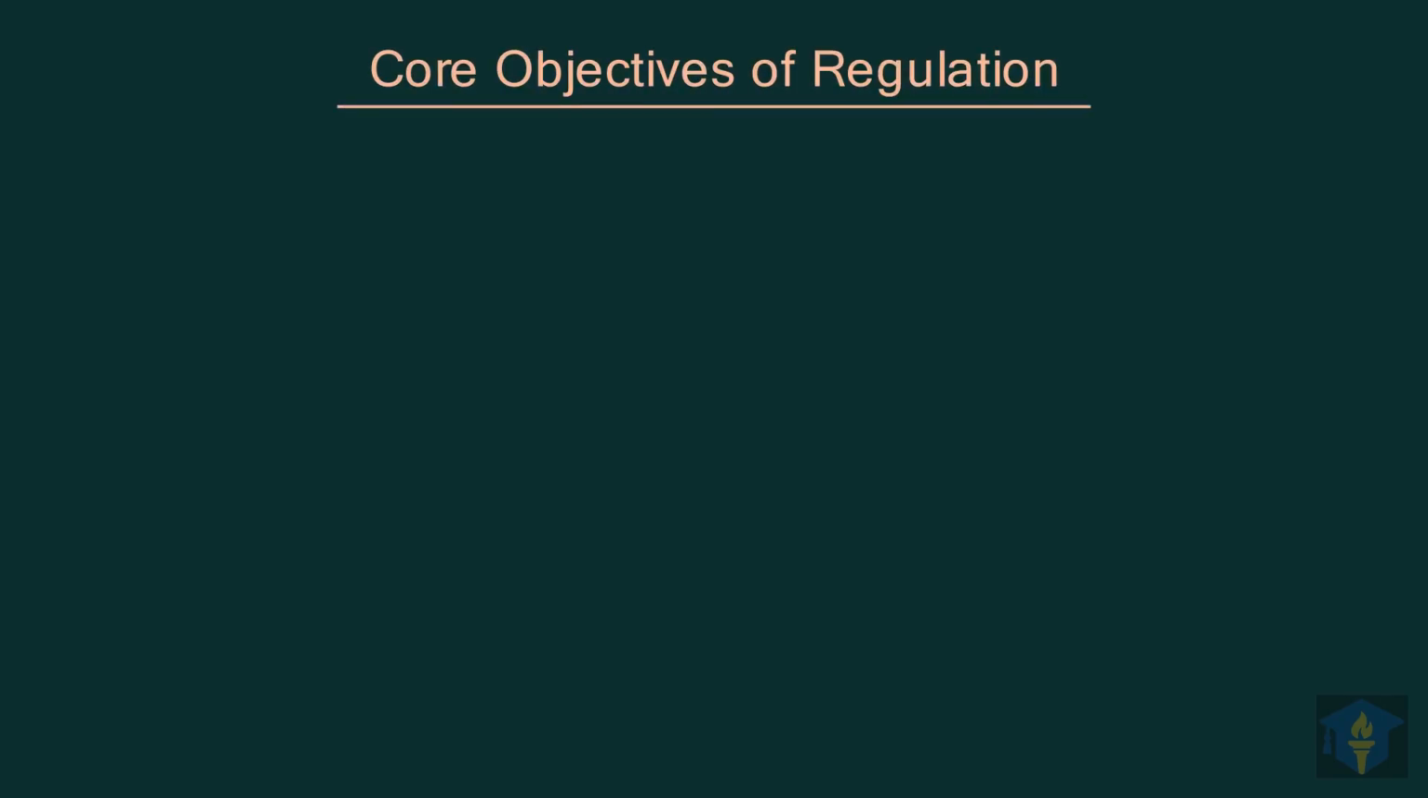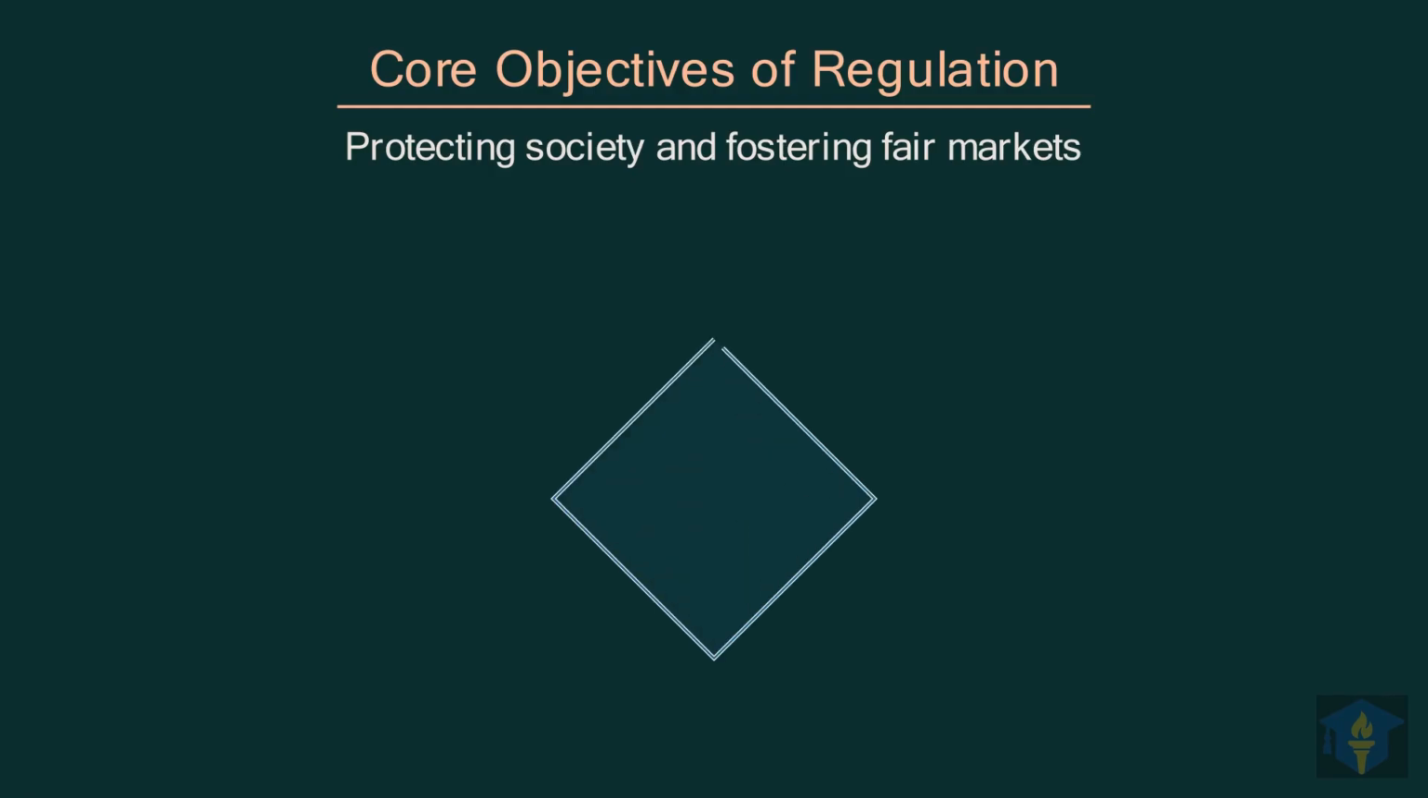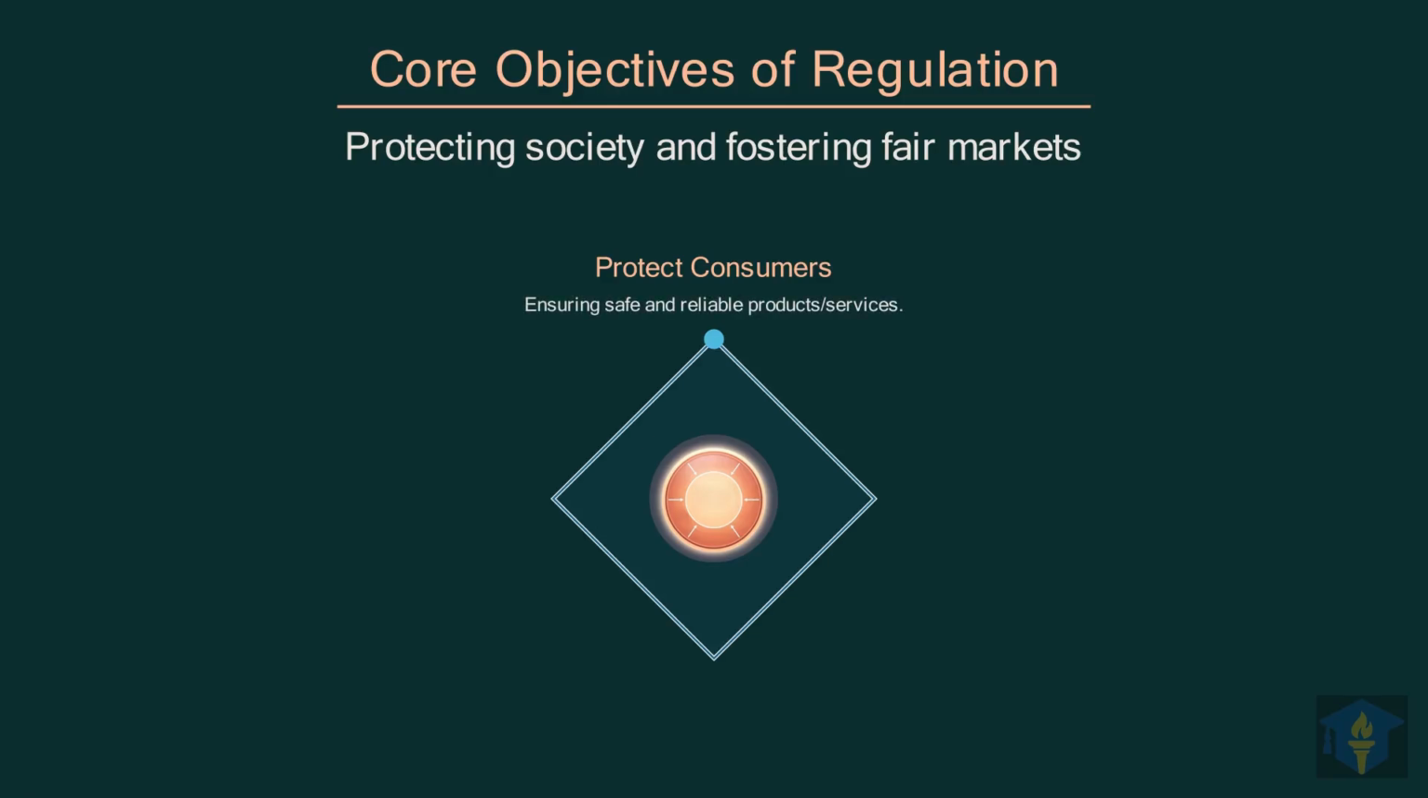Let's explore the core objectives behind government regulation and its fundamental purposes. These objectives are designed to protect society while fostering truly fair and equitable markets. One key objective is to protect consumers, ensuring their safety and fair treatment. This means ensuring that products and services are safe, reliable, and meet expected standards.